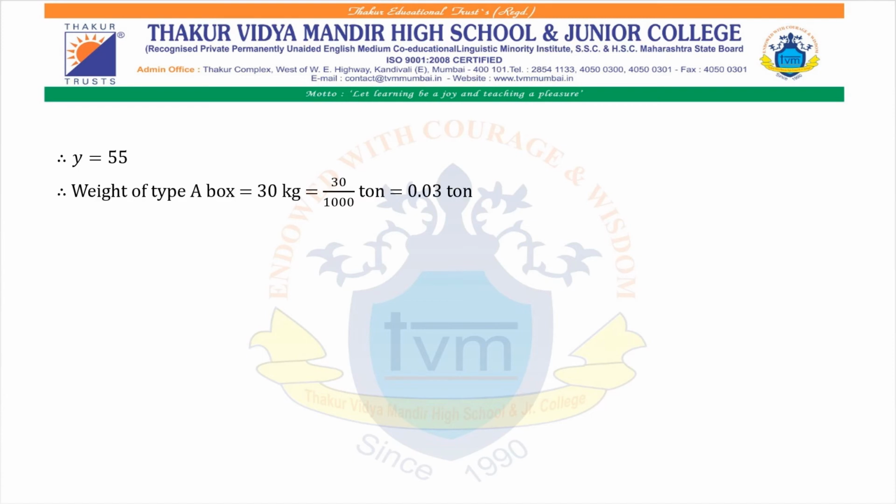So, the weight of type A box is 30 kg, which is equal to 30 upon 1000 ton, which is equal to 0.03 ton. And the weight of type B box is equal to 55 kg, which is equal to 55 upon 1000 ton, which is equal to 0.055 ton.